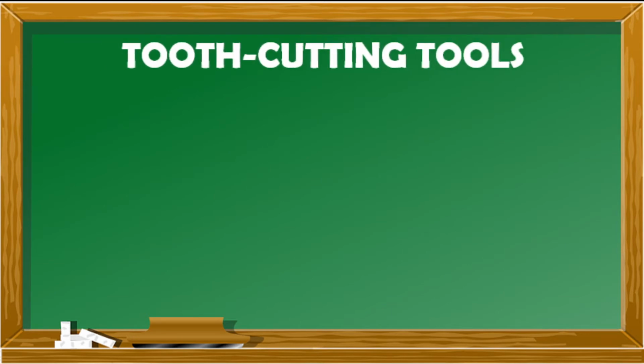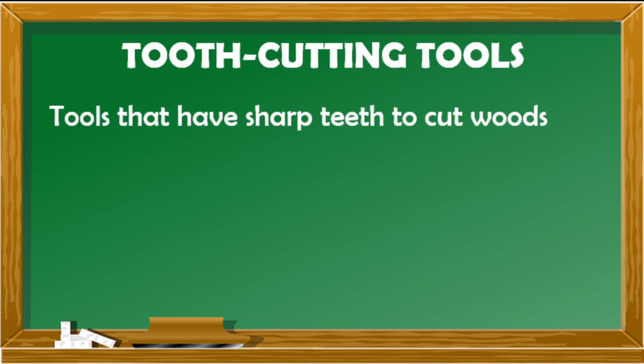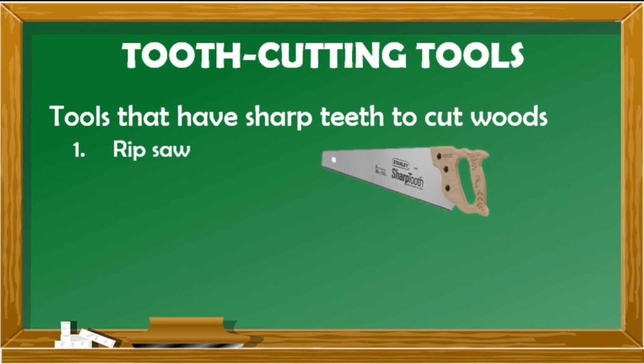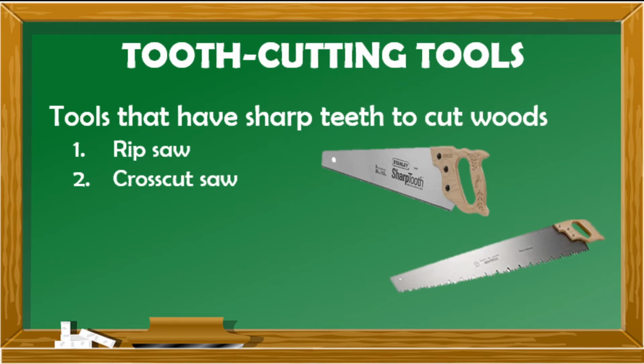The next, tooth cutting tools. These are tools that have sharp teeth, hence the name tooth cutting tools. We use them for cutting wood or lumber itself. We have two samples, the ripsaw and the crosscut saw. The ripsaw is for cutting along the grains. Then the crosscut saw is for cutting across the grains of the wood.